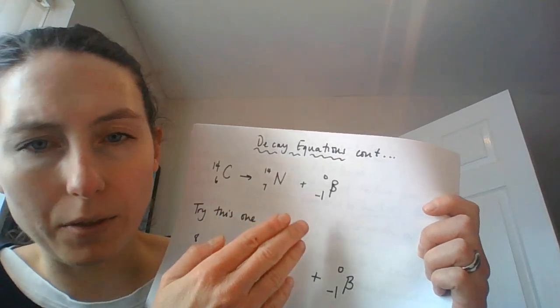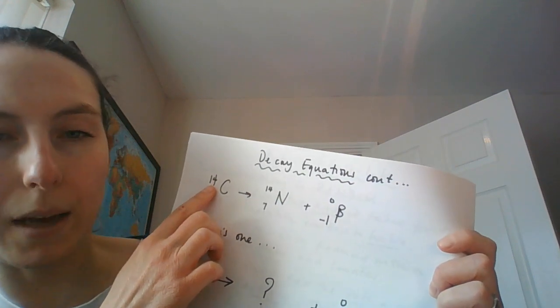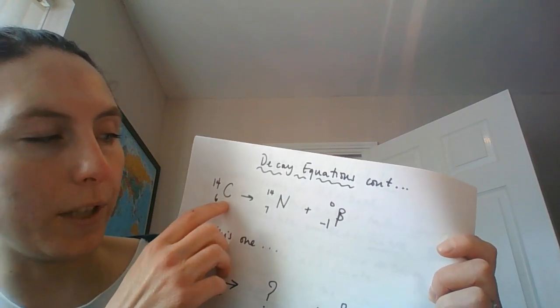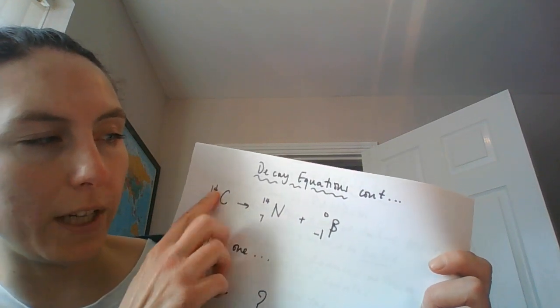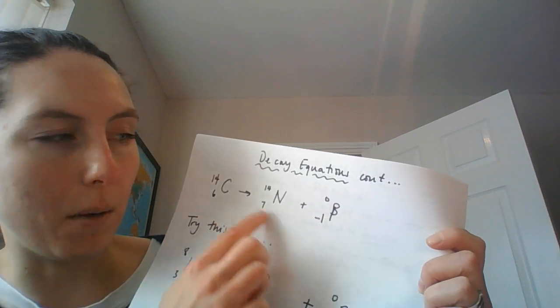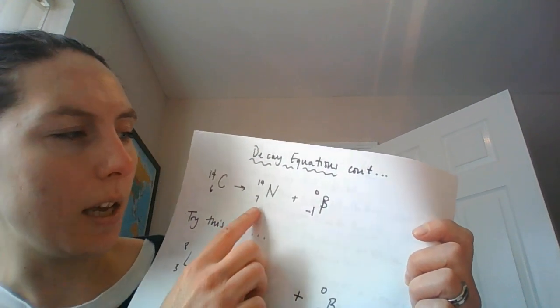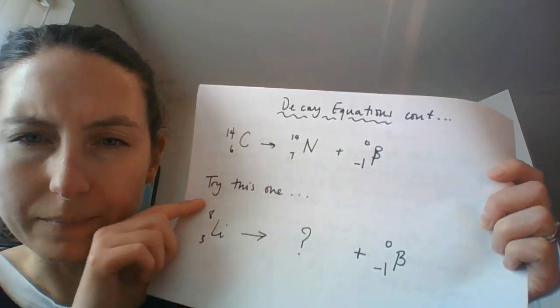Also check that everything is balanced on each side of the arrow. So here, a total mass of 14, 14 and 0, 14, that's the same on both sides. And then in terms of our atomic number or charge in the case of the electron, 7 minus 1 makes 6. So that's all balanced there.